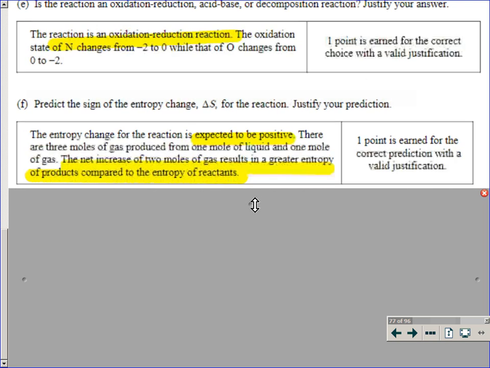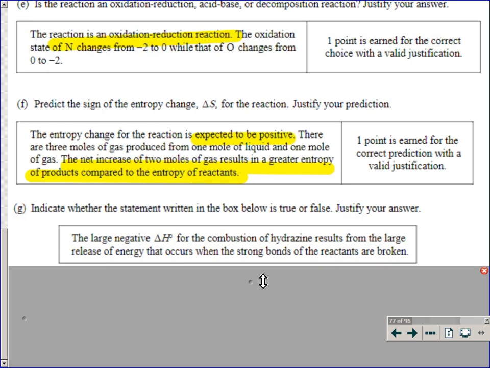Last one, true or false, that statement in the box. Why false? What did they say? They said breaking bonds is exothermic. Show me why breaking bonds is not.